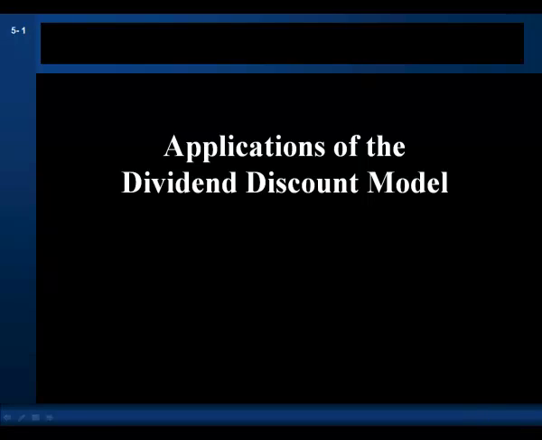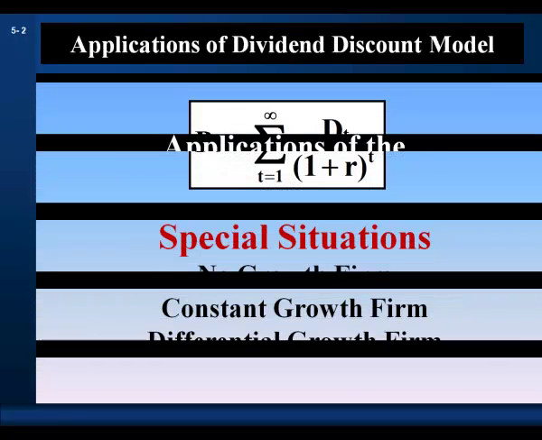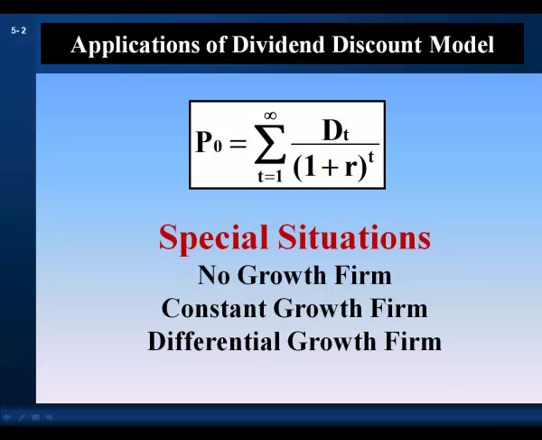Applications of the dividend discount model. The dividend discount model is a general model that describes the intrinsic value of a common stock as a present value of all future dividends in a perpetual dividend stream.